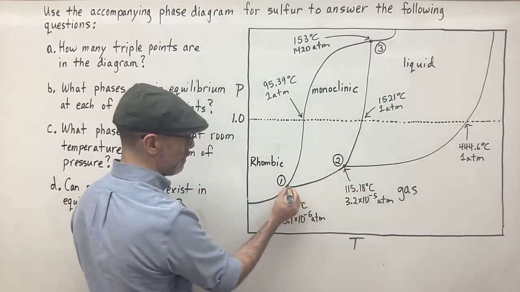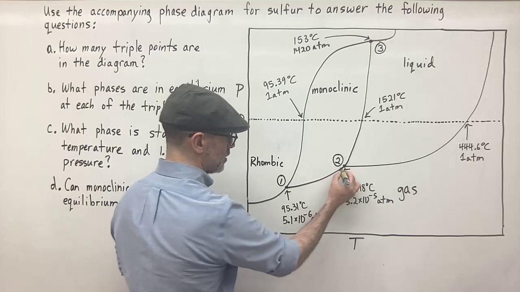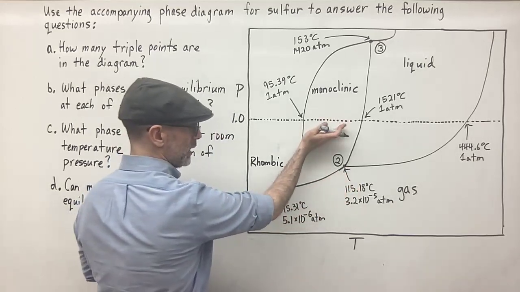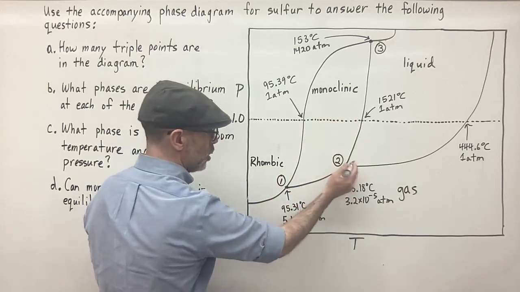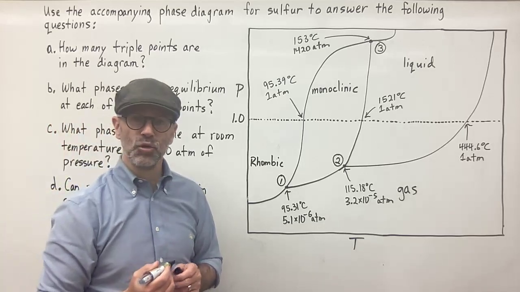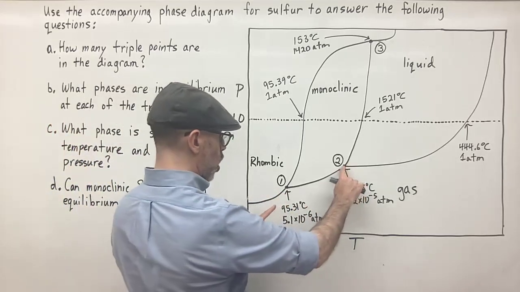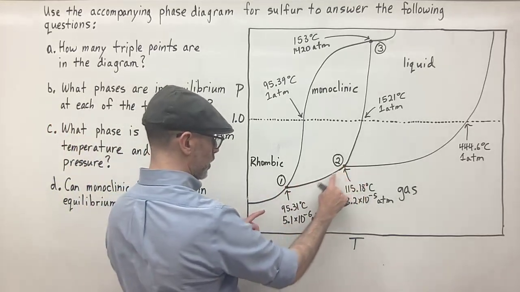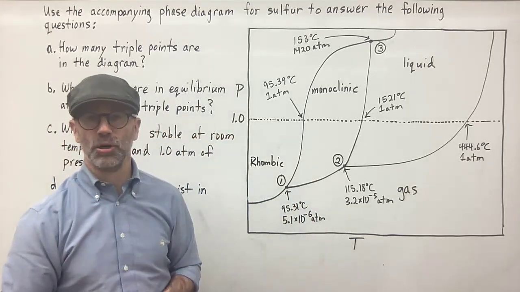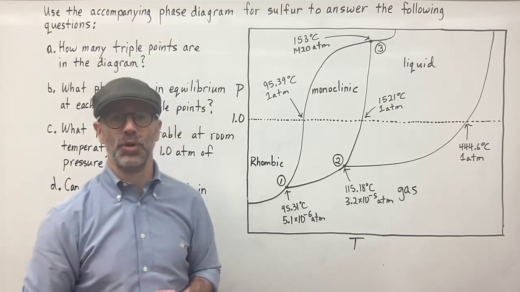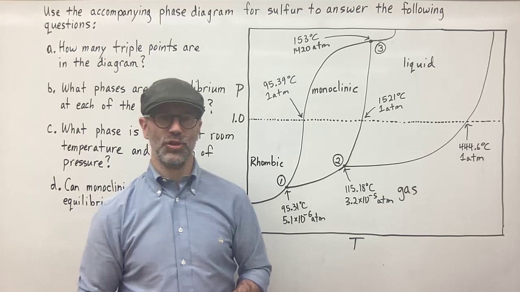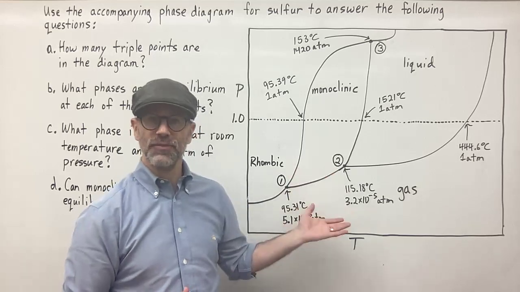So if you have a temperature and pressure that is along this line, then on this side is the monoclinic, on this side is the gas. So where the two meet on the line is where the two are in equilibrium. So along this line right here between 1 and 2 is where you will find the monoclinic solid form of sulfur in equilibrium with the gas form of sulfur. And that, ladies and gentlemen, is how you answer those questions and how you read a phase diagram.